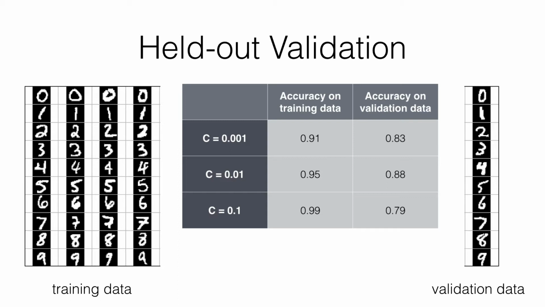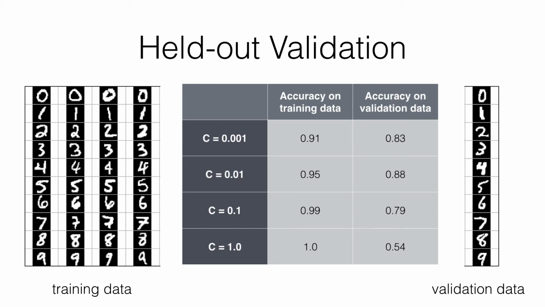But then our validation accuracy went down a lot, and this is a quintessential sign of overfitting: when your training data performance is really high and your validation performance is dropping. And then maybe, just for good measure, we try C equals 1, where we get perfect accuracy on training data, but really terrible accuracy on the validation data. So this is a really good strategy, and this is pretty much what you're going to implement in the homework.